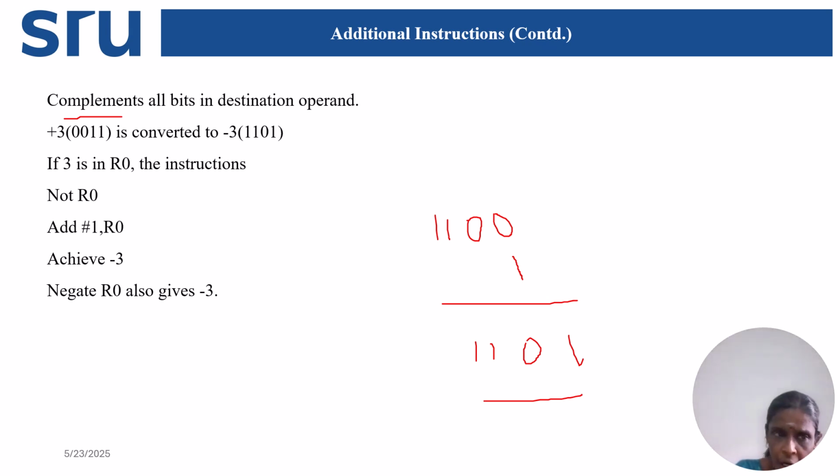So NOT R1 can be written as NOT plus 3. NOT plus 3 can be written as NOT R0, and then add 1 to the content of R0. Finally, you will get -3. So NEG R0 also gives -3. So NOT or NEG you can use.